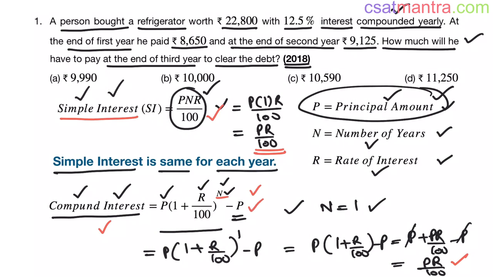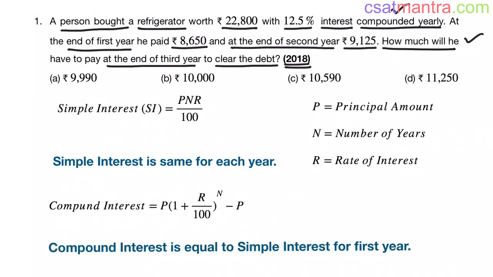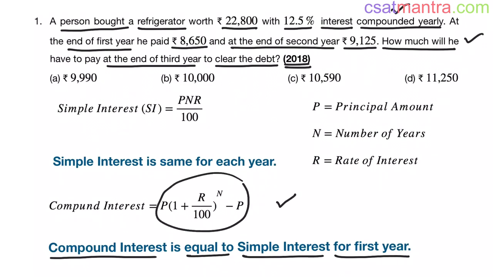Simple interest is same for each year. Compound interest is equal to simple interest for first year, when N is equal to 1. So the important result is compound interest is equal to simple interest for first year only, my friends. After first year it is not equal. Now when it comes to CSAT, UPSC is not going to ask the question on this formula, my friends.